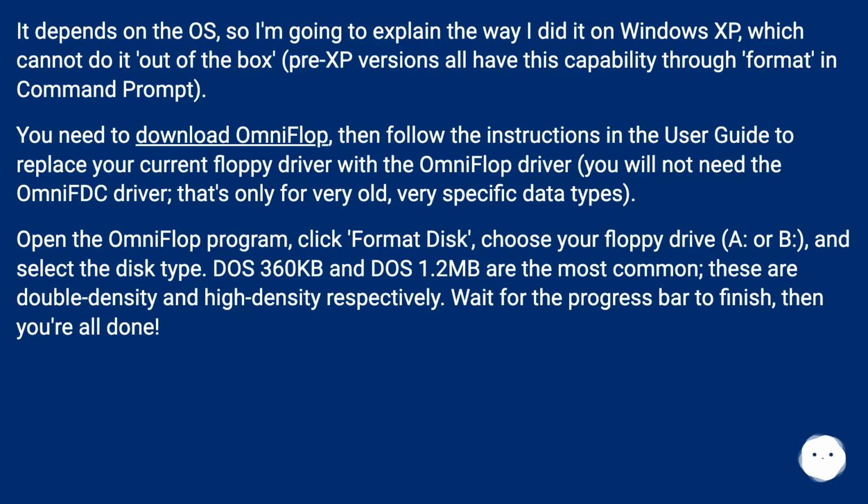Open the Omniflop program, click Format Disk, choose your floppy drive, A or B, and select the disk type. DOS 360 KB and DOS 1.2 MB are the most common, these are double density and high density respectively. Wait for the progress bar to finish, then you're all done.